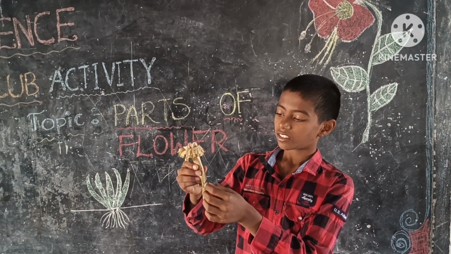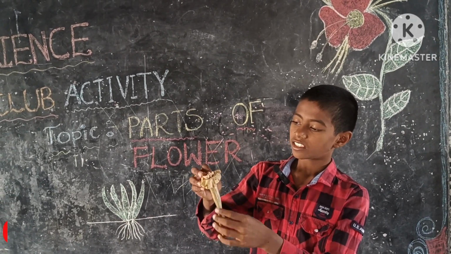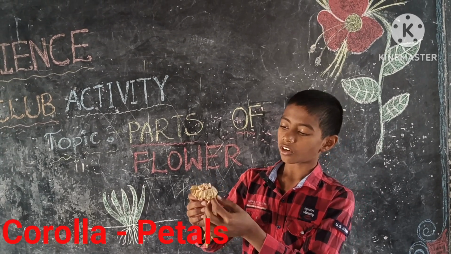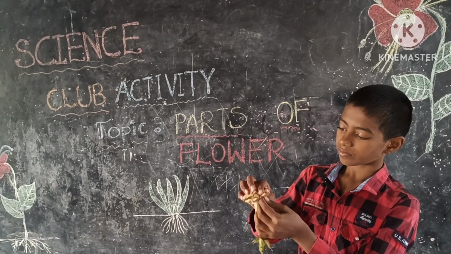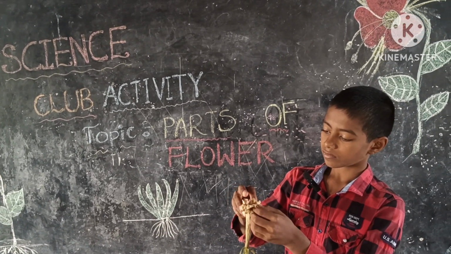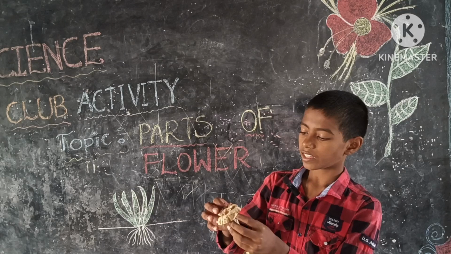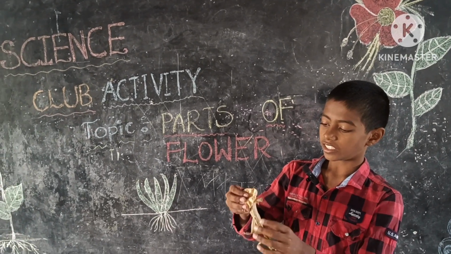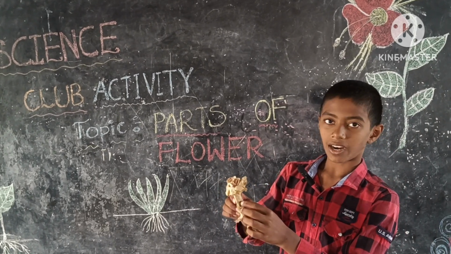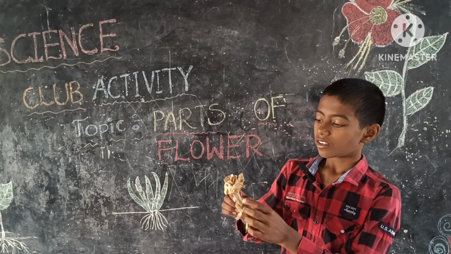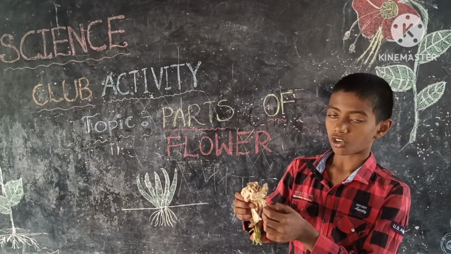In this flower, the colorful and attractive part is called corolla. Each part of the corolla is called a petal. There are 5 petals in the flower. They are fused with each other. It is bright and attracts insects and birds for pollination. Petals are collectively called corolla.